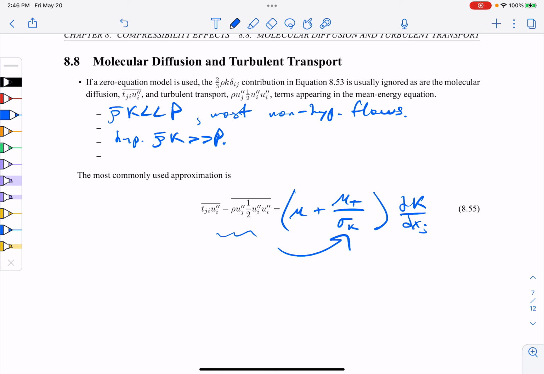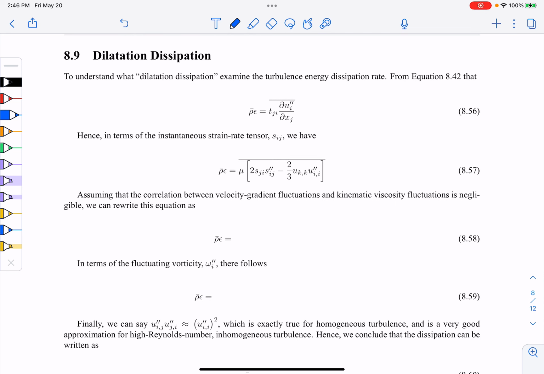Let's look at the dilatation dissipation next. And someone might say, well, what is dilatation dissipation? Well, to understand it, you need to examine the turbulent energy dissipation rate. And if you go back and look at equation 8.42 of these slide deck lectures or notes, you'll see that rho times dissipation goes as tau_ij partial ui double prime partial xj, barred. And in terms of the instantaneous strain rate tensor Sij, we can write rho epsilon as the barred correlation of mu times 2 Sij Sij double prime minus 2/3 of the uk double prime term.